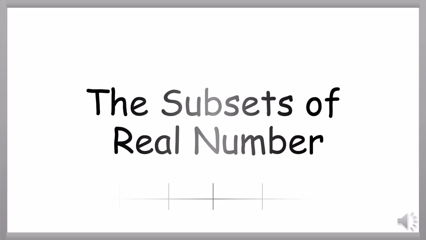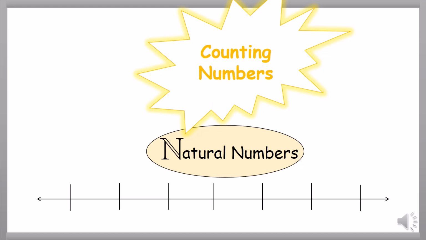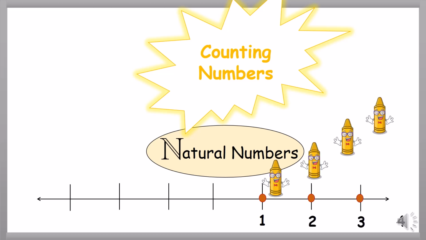So the first set of numbers are called natural numbers, and it is represented by this symbol. At the same time, they're often referred to as counting numbers, since these numbers are used for counting things. And it starts from 1, followed by 2, 3, 4, 5, and so on.